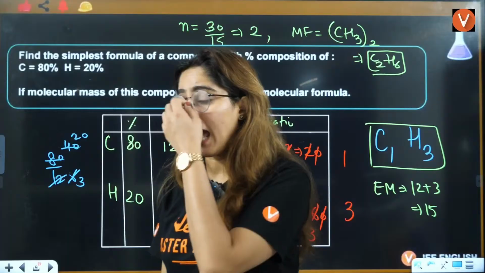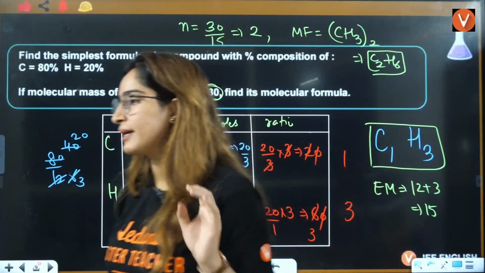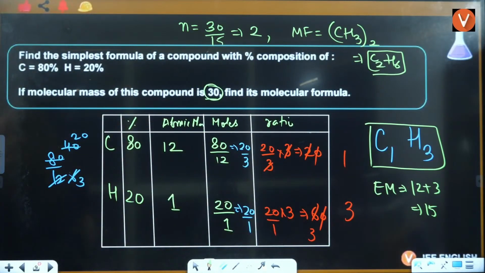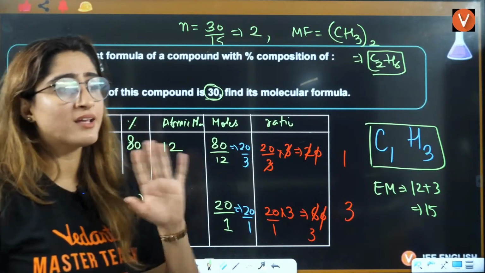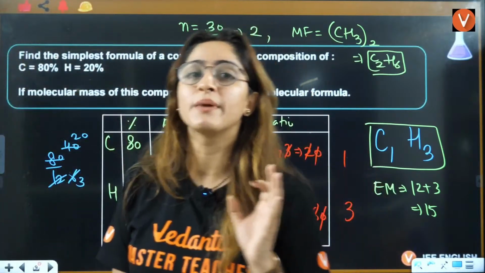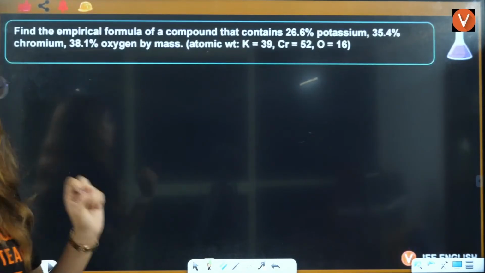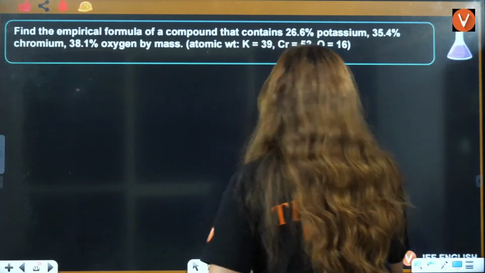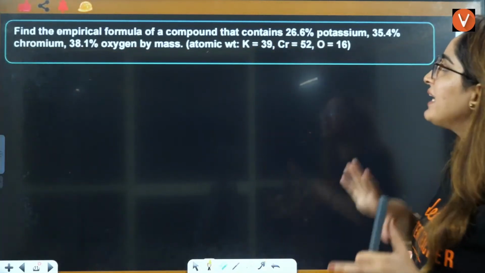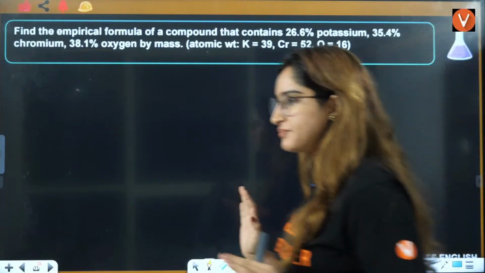That's how you can calculate the empirical formula in a very, very simple way. This is one of the simple topics of some basic concepts of chemistry. Okay, right, everybody? Next, they are saying that find the empirical formula, right?